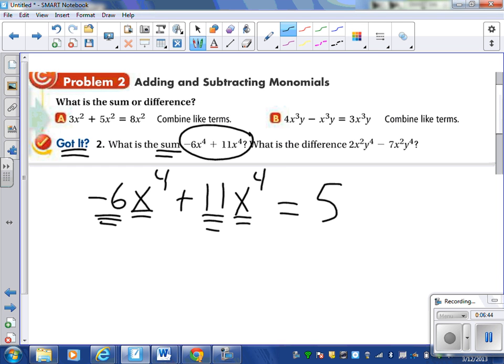Is that my final answer? Not quite. We need to add the like terms, which would be x to the fourth power. So my final answer would be 5x to the fourth power.